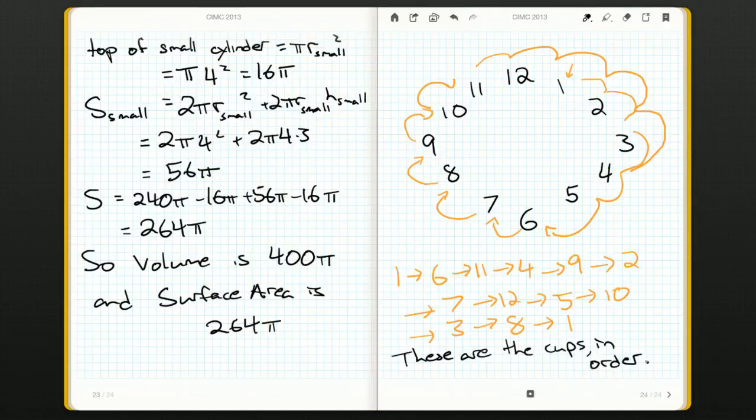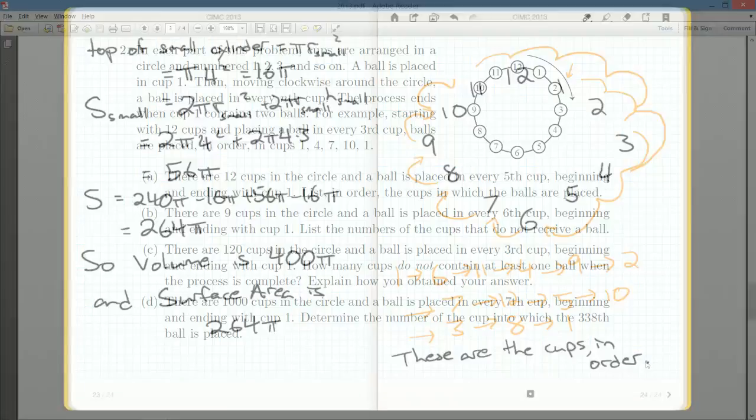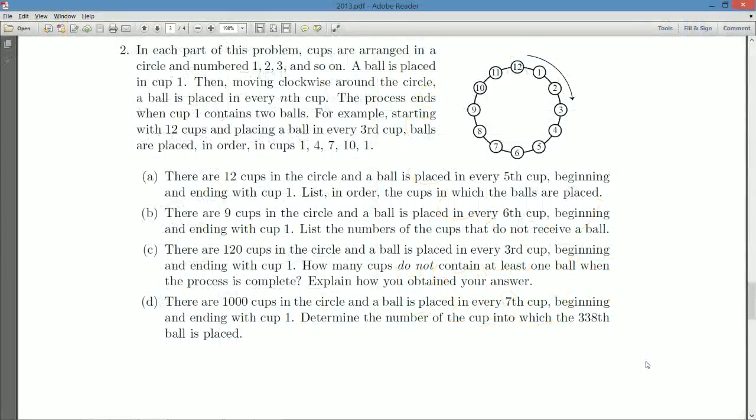I mean, there's probably maybe 1 mark for this whole thing, maybe 2, just because it's a long sequence. So there wasn't a whole lot to that one, but that's just part A. We have B, C, and D to do. Okay, part B. There are 9 cups in the circle, and a ball is placed in every 6th cup, beginning and ending with cup 1. List the numbers of the cups that do not receive a ball.